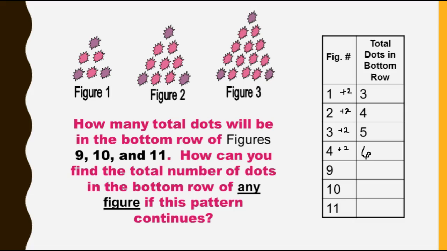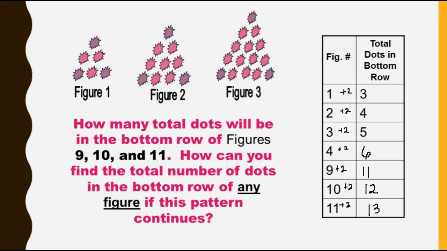So if we lined them all up and all of a sudden we have 9 figures, I don't even have to draw it to know that I'm just going to add 2. I'm just going to follow this pattern. So the 9th figure all in a row, I would have 11. The 10th figure, I would have 12. And the 11th figure, I would have 13.